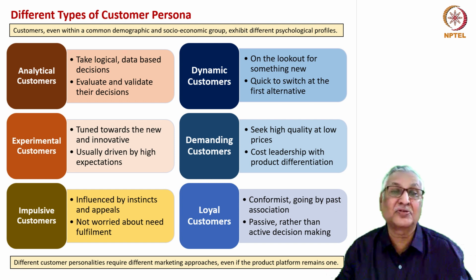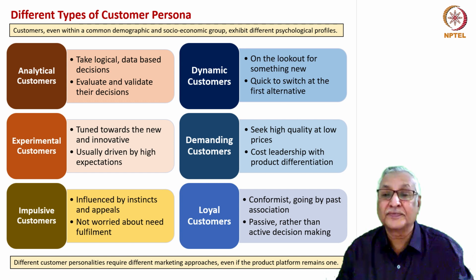Then there are impulsive customers. They are influenced by instincts and appeals. They are not worried about need fulfillment. A grand full page advertisement or a celebrity endorsement could make an impulsive customer take up a new product, or an old product that is repositioned, based on a knee jerk appreciation of the product. There would be dynamic customers. They're always on the lookout for something new. They are different from experimental customers.